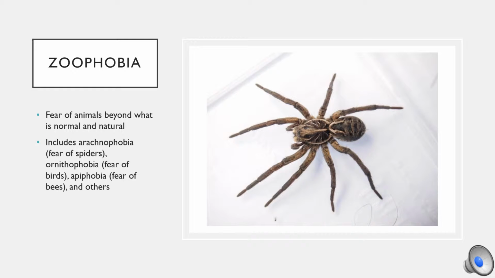Zoophobia is a fear of animals beyond what is normal and natural, such as a fear of venomous snakes or bears. This phobia includes arachnophobia, an irrational fear of spiders, ornithophobia, a fear of birds, apophobia, a fear of bees, and other phobias relating to harmless creatures.